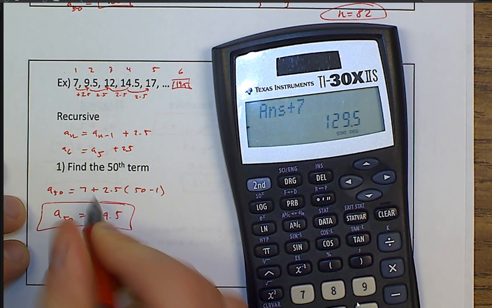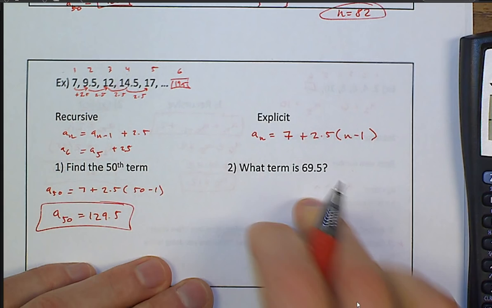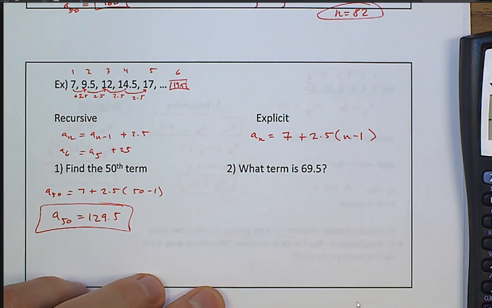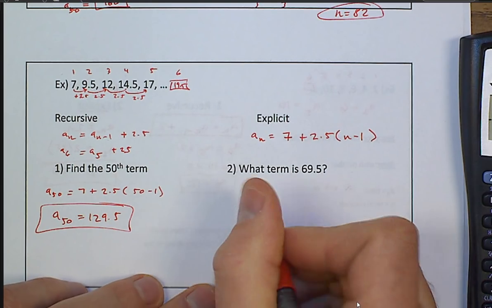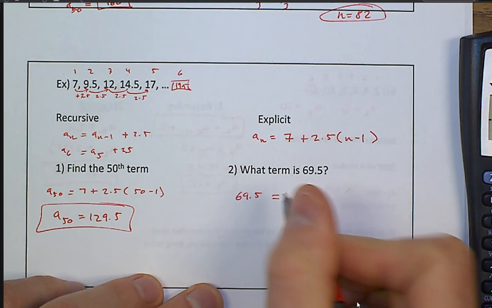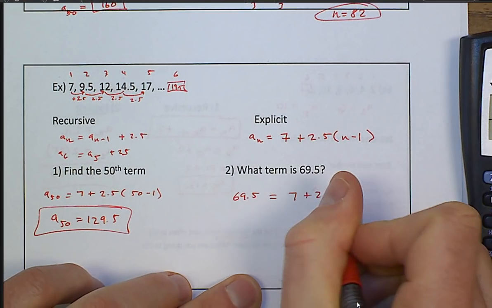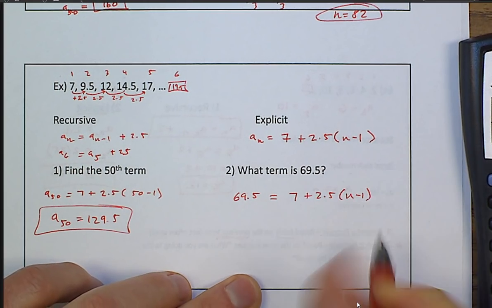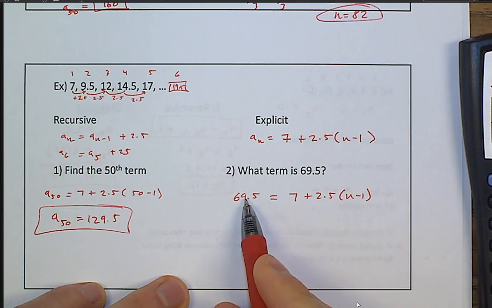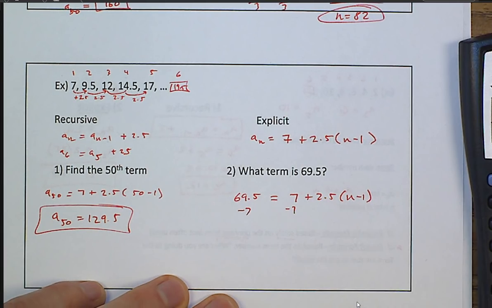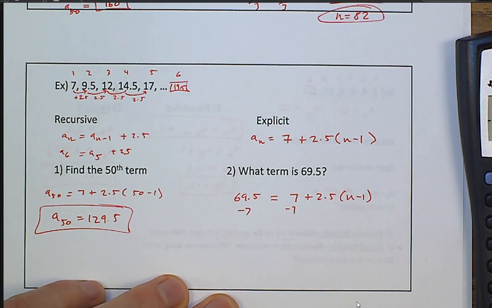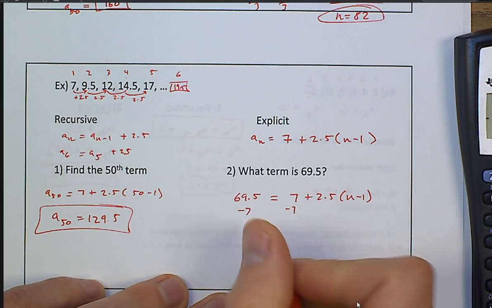Okay? Second question over here, what is term 69.5? So I take 69.5, set it equal to 7 plus 2.5 times n minus 1, and I'm trying to figure out what term number 69.5 is, so I subtract 7. So 69.5 subtract 7, I get 62.5.